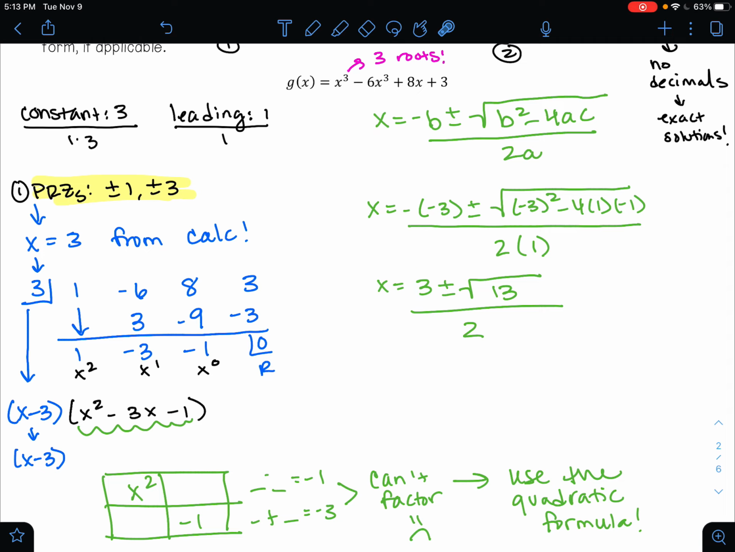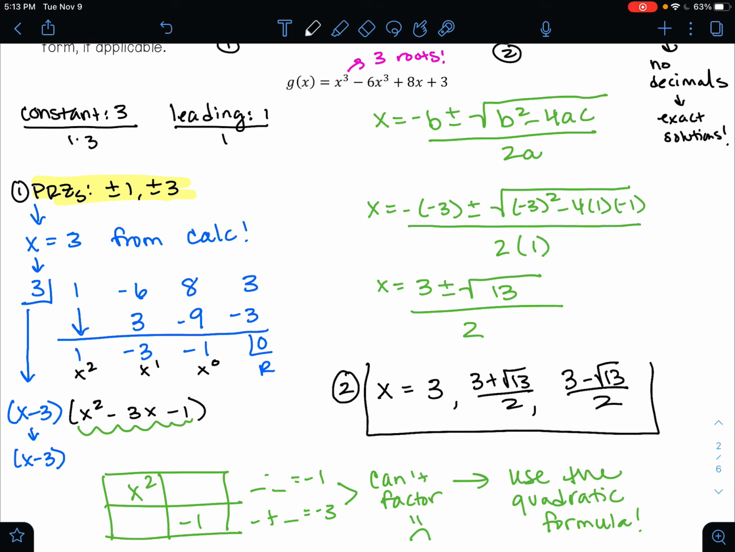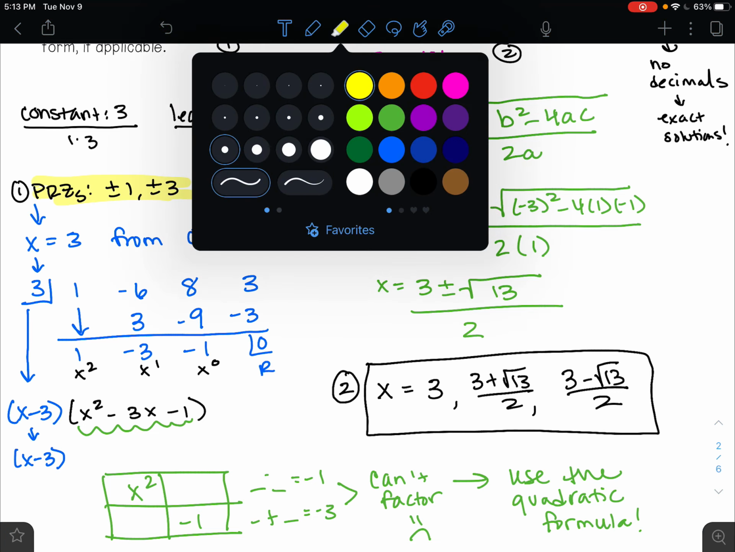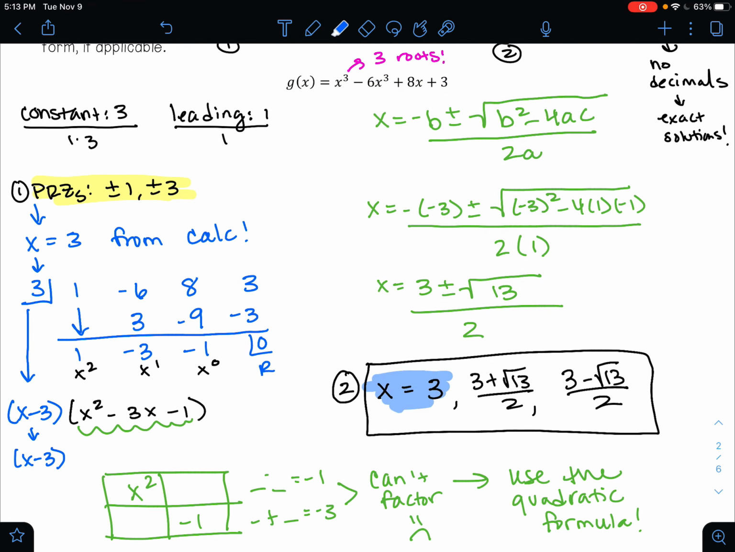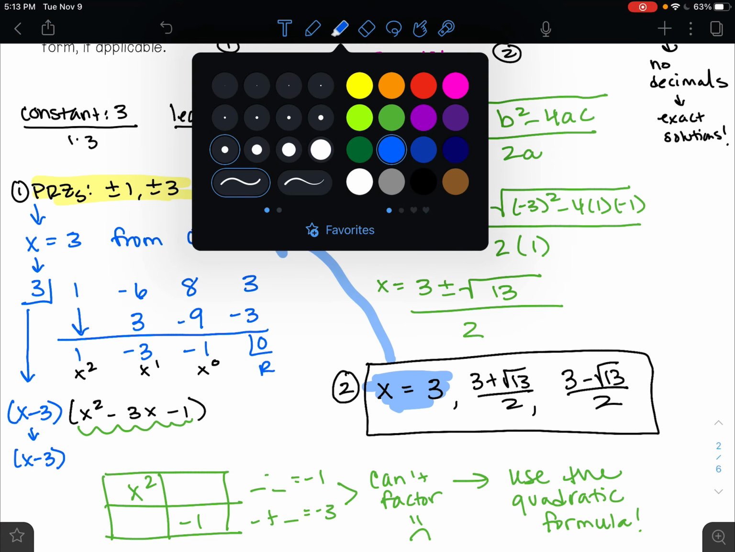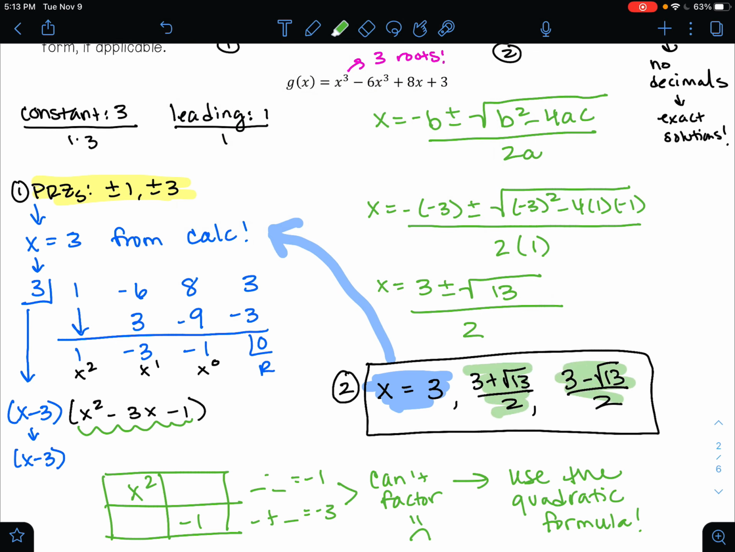So I have 2 solutions from the quadratic formula, and I have 1 solution from the calculator. That is all 3 of my solutions. So the second thing that they wanted were the solutions. I have 3 plus the square root of 13 divided by 2, and 3 minus the square root of 13 divided by 2. These are my 3 solutions. Again, the 3 came from the calculator, and then these 2 came from the quadratic formula.